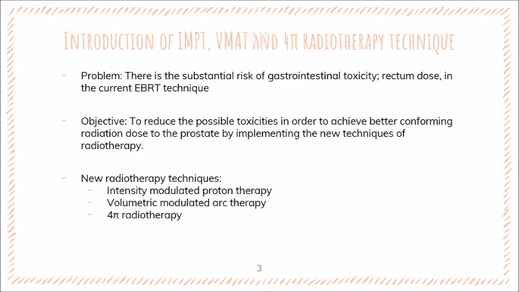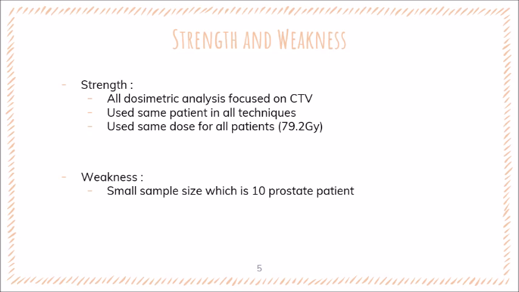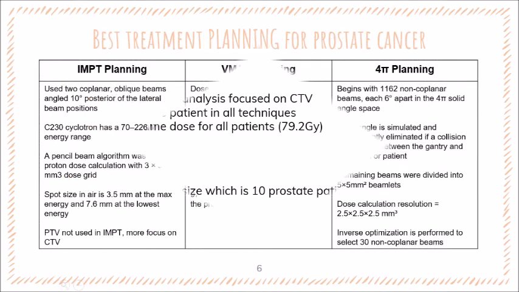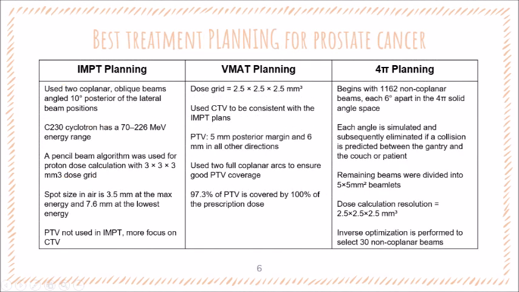sites. The strength of this paper is that all the dosimetric analysis focused on the CTV, since IMPT has no PTV, and the three techniques use the same patient and same dose, which is 79.2. The weakness of this paper is that it uses a small sample size, which is 10 prostate patients. So these are the three treatment plans, which are IMPT, VMAT and 4-pi.